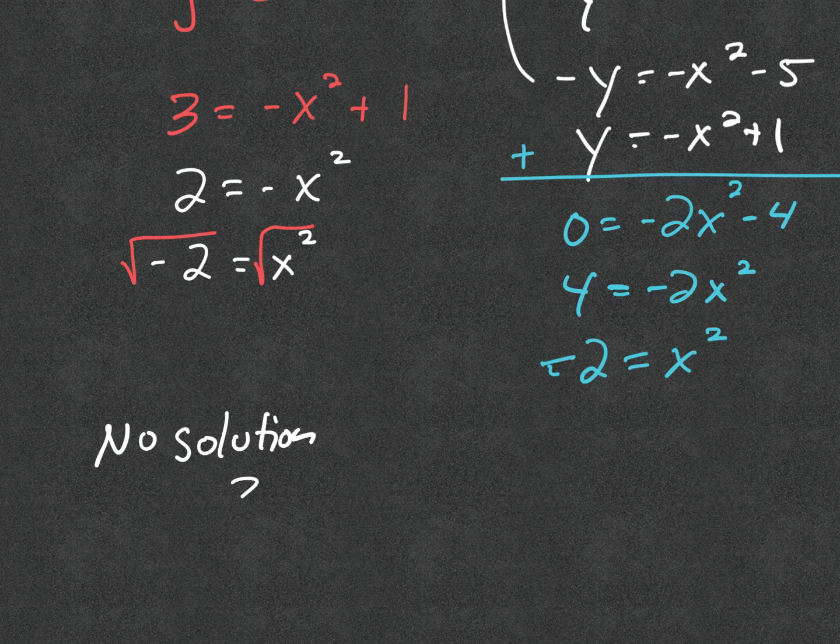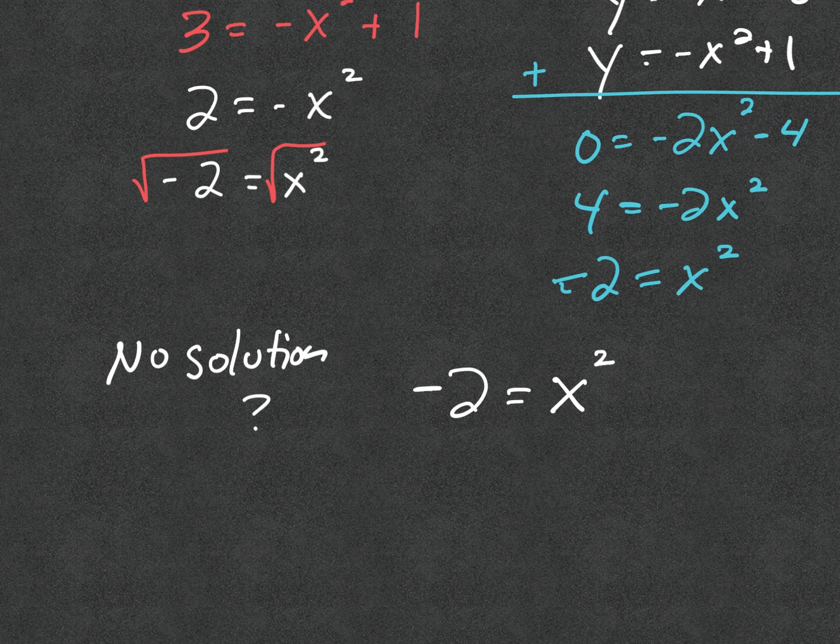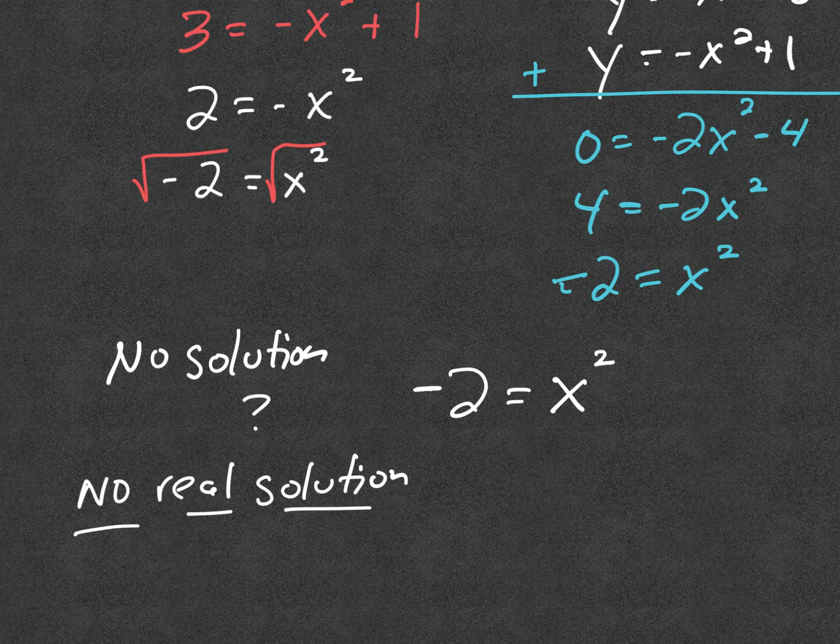But why? Because we have a negative number equal to a variable squared. We can't square a number and get a negative. Not yet in math. This is an imaginary solution, but it's not a real solution. So in math, you're going to say no real solution. Okay? No real.